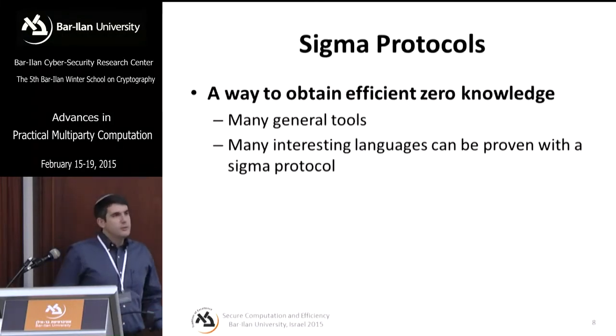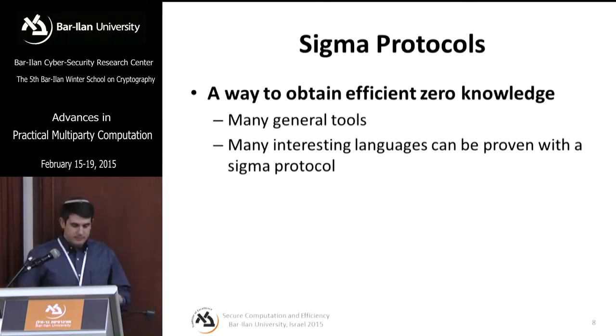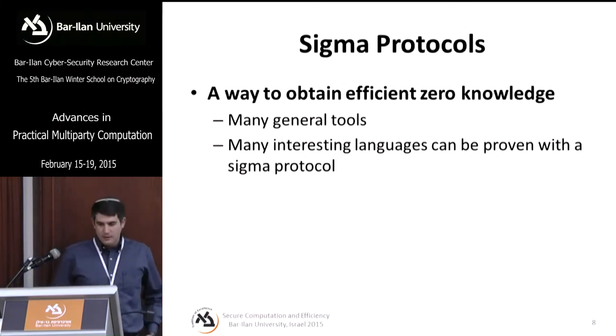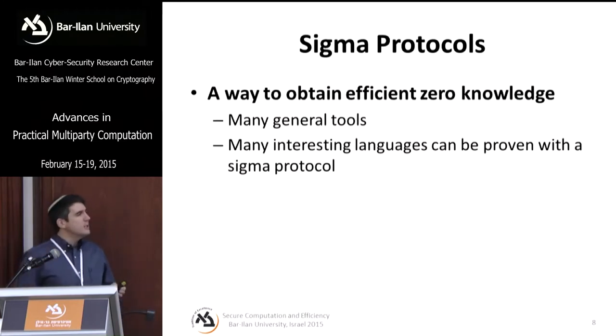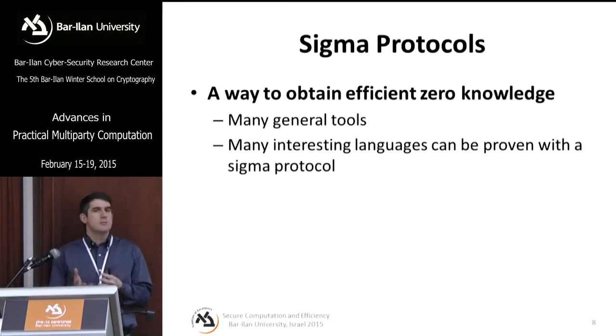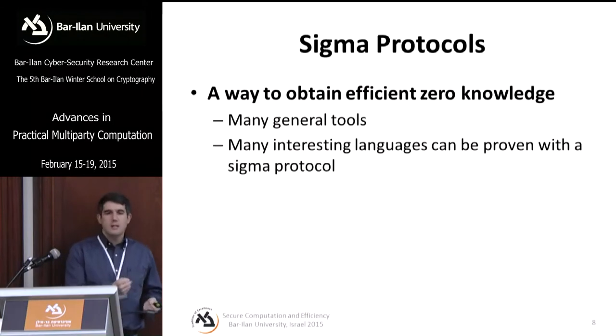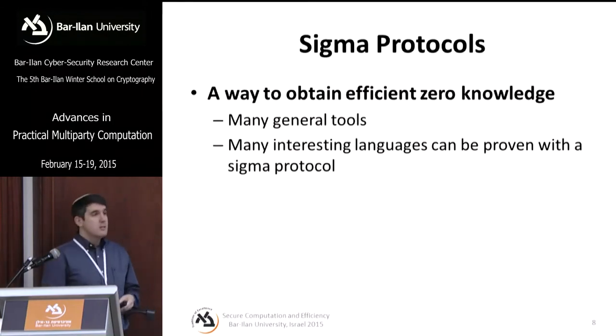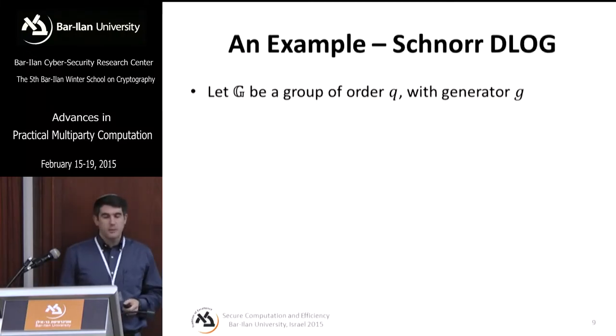So the tool that we're going to use, and this is something that Ivan was very instrumental in pushing out, is a concept called Sigma protocols. A lot of this is based on Ivan's work, and it's a way to obtain efficient zero knowledge. But not only is it a way to obtain efficient zero knowledge, it's also a very easy tool to work with. It's much easier to work with Sigma protocols than to work directly with zero knowledge. There are many general tools for it and many interesting languages that can be proven with this Sigma protocol.